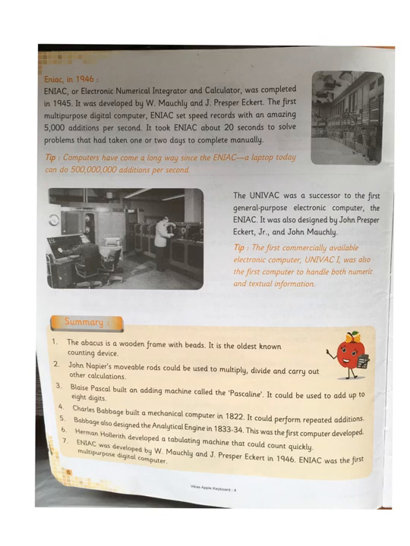The first multipurpose digital computer, ENIAC, set speed records with an amazing 5,000 additions per second. In a fraction of a second, it could perform a large number of operations, a total of 5,000 additions in just 1 second. Just like we count 1, it has performed 5,000 additions. So it took ENIAC about 20 seconds to solve problems that had taken 1 or 2 days to complete manually.